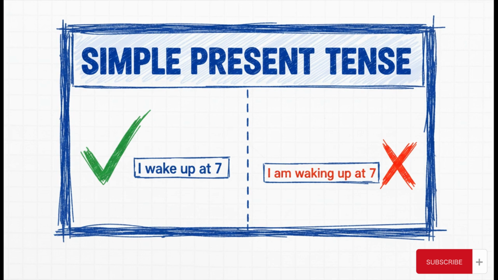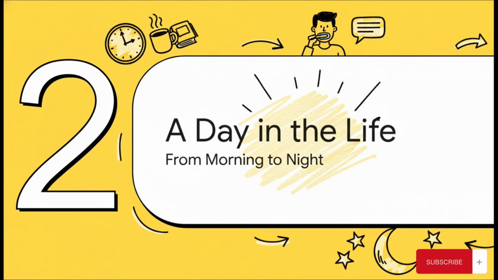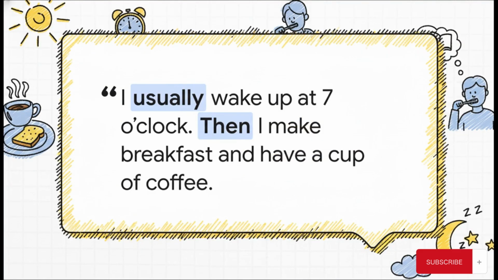If you remember just one thing, make it this. When you're talking about habits or routines, you always use the simple present tense. So it's not "I am waking up at 7," it's "I wake up at 7." Simple as that. All right, got that rule locked in? Good. Let's take a walk through a typical day, following it from the moment that alarm goes off all the way to bedtime. So let's start with a little morning story.